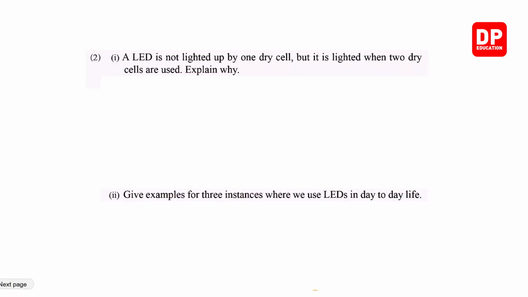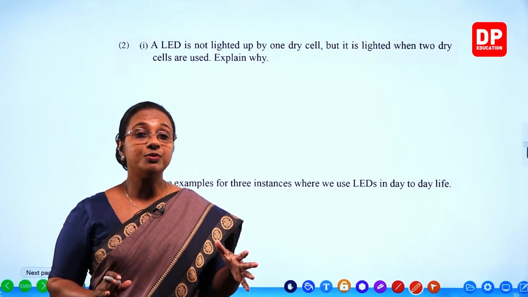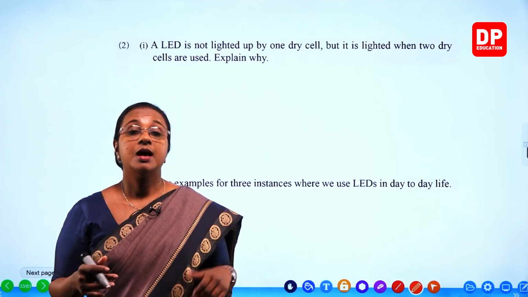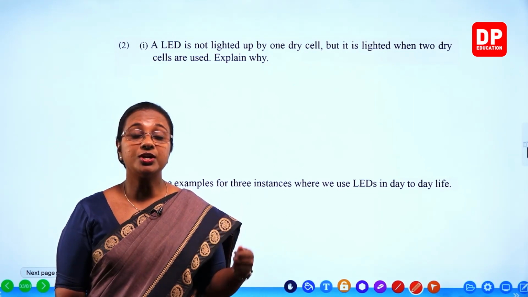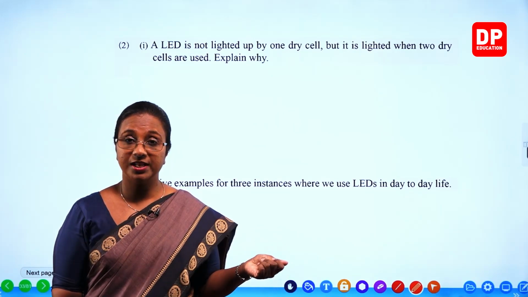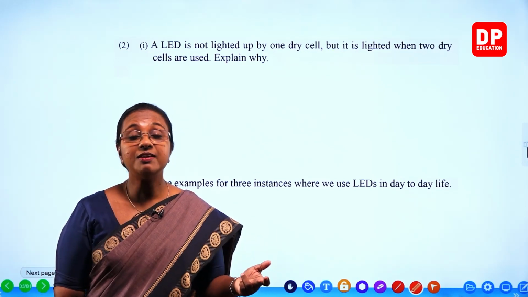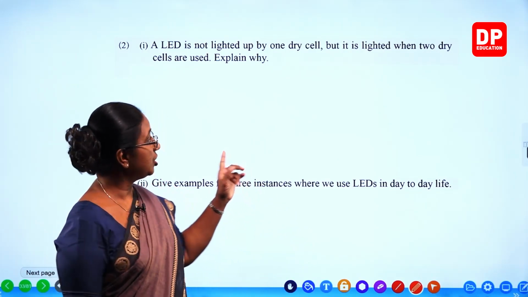Second question, first one. An LED is not lighted up by one dry cell, but it is lighted when two dry cells are used. Explain why. So when we say LED, you all are familiar with LED, students. There are different colors. And you all know the minimum biasing voltage of an LED is 1.8 volts. But a dry cell is 1.5 volts. So 1.5 volt is not enough to overcome the minimum biasing voltage of 1.8 volt. But when you use two dry cells, there is a voltage of 3 volts supply. So that is more than enough to light the LED. So that is the explanation you have to give here.